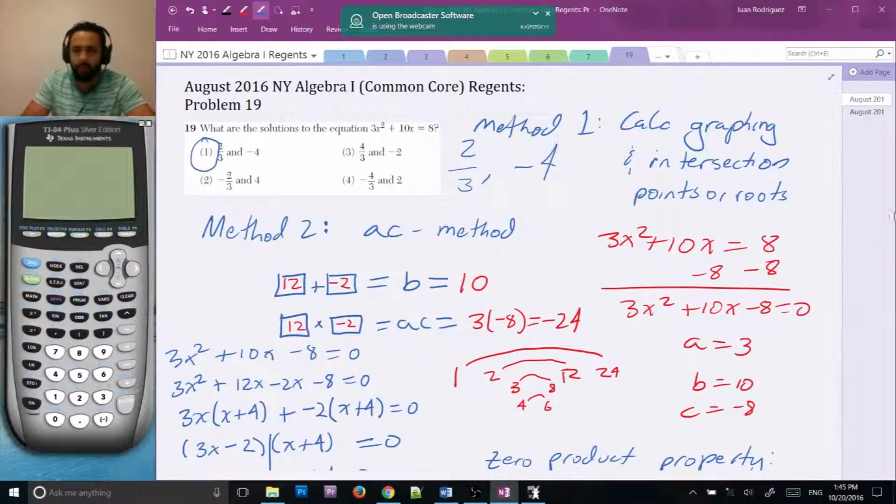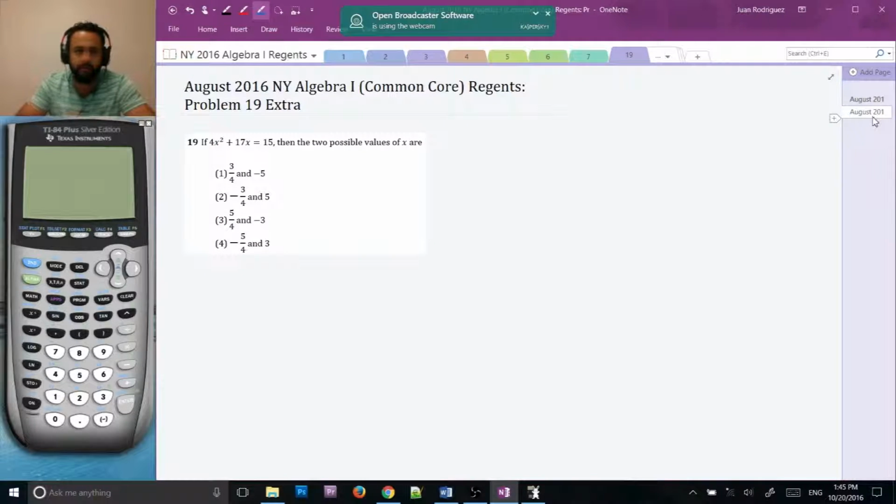That's the AC method. We're going to go over another method right now. This is an extra problem that we created ourselves. If 4x squared plus 17x equals 15, then two possible values of x are 3/4 and negative 5, negative 3/4 and positive 5, 5/4 and negative 3, or negative 5/4 and positive 3.